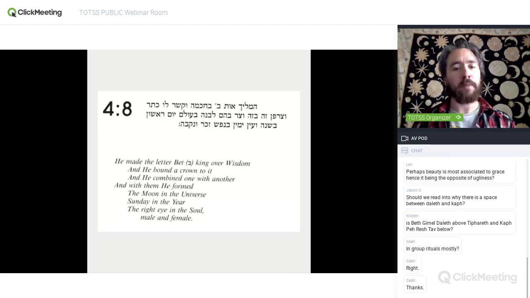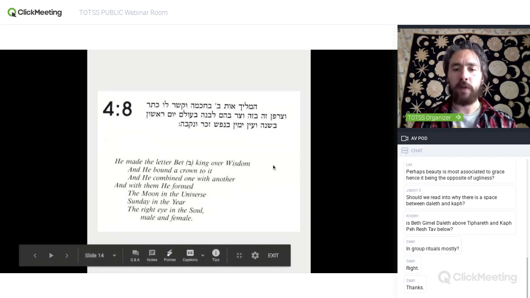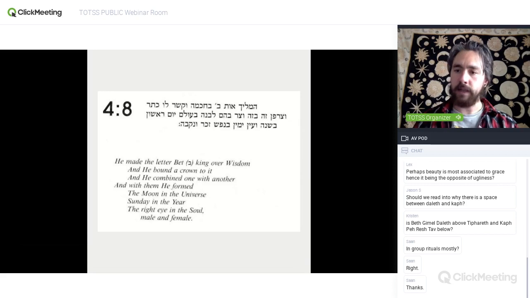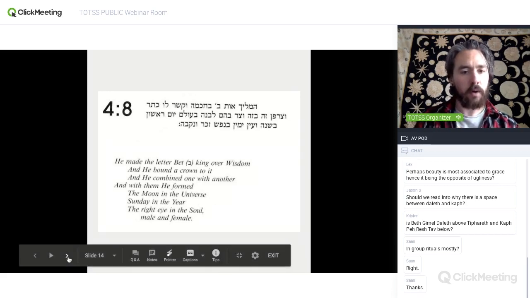He made the letter Bet king over wisdom, and he bound a crown to it, and he combined one with another. And with them he formed the moon in the universe, Sunday in the year, the right eye in the soul, male and female. So we've got one of those seven qualities that we saw at the beginning attributed with each letter, and then also a planet and a day of the week. But like I said, this doesn't match our usage here, so I'm just going to move on.